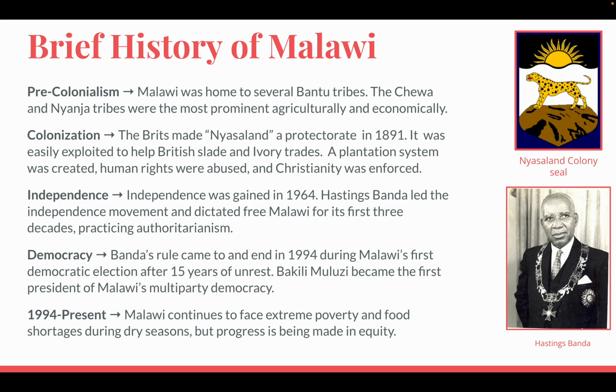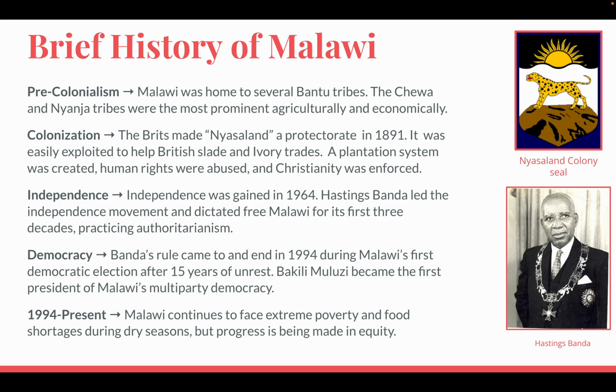Before colonialism, Malawi was home mostly to Bantu tribes. The Chewa and Nyanja tribes were the most prominent and advanced agriculturally and economically. So Malawi was then colonized by Britain in 1891 and made a protectorate known as Nyasaland. Malawi was very easily exploited as all of the people there were separate and in these separate tribes, and so they could not properly defend themselves and join efforts against the British colonizers.